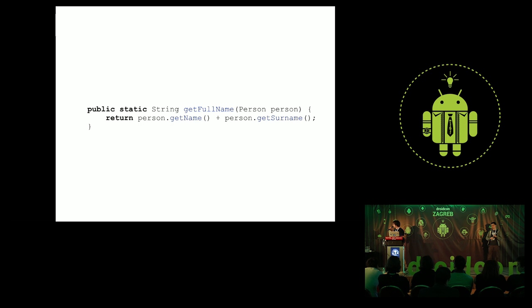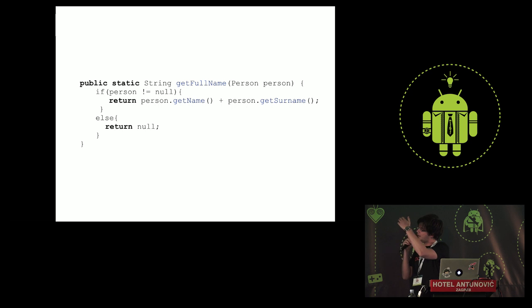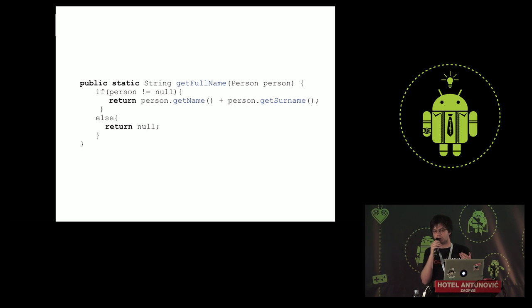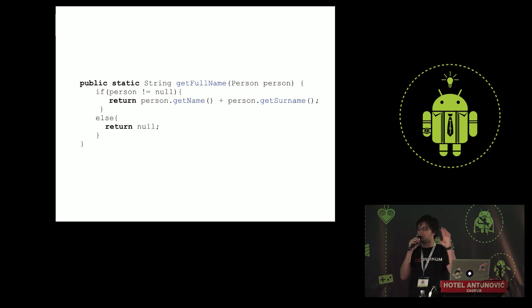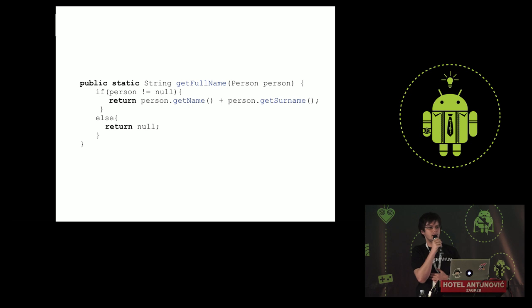Okay. This method is not null safe. So if person is null, it will throw a null pointer exception. So we can be smart and we can actually check if person is equal to null. If it is, then just return null because we don't have any values. But if it's not equal to null, then return the combination of first name and last name. And that's also wrong. Do you know why?